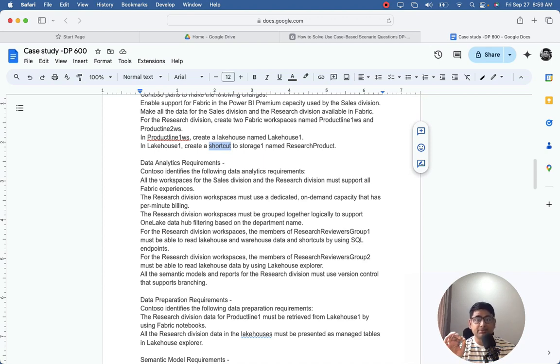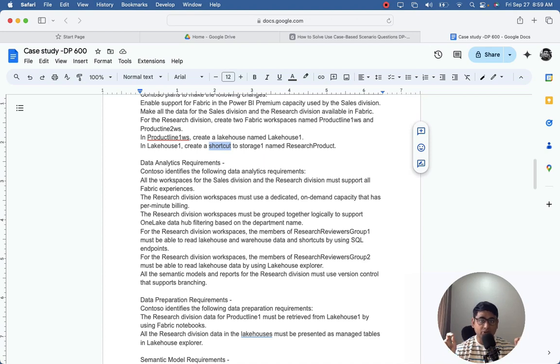The research division workspaces must be grouped together logically to support the OneLake data hub, filtering based on the department name. Okay, this will look very clear. For the research division workspace, the members of the research reviewer group 1 must be able to read the lakehouse and warehouse data and shortcuts by using the SQL endpoint. So you all know what is a SQL endpoint. We can use an API to fetch the data from the warehouse and lakehouse.